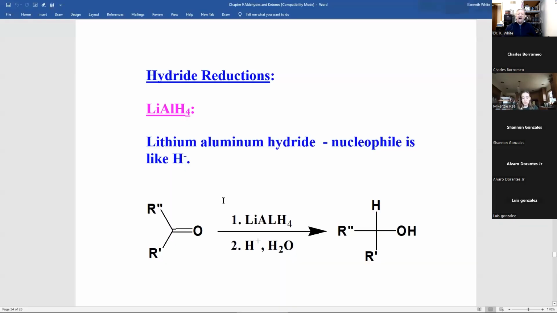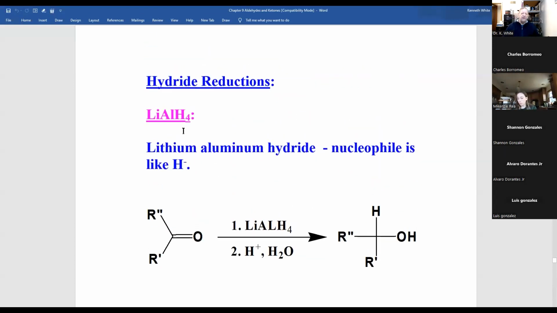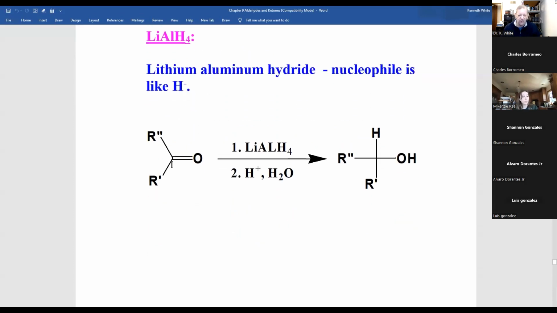All right, on Monday, I started talking about the reagent lithium aluminum hydride, and this is called a hydride reduction or lithium aluminum hydride reduction. And a reduction is where you convert an aldehyde or ketone with lithium aluminum hydride, first step, acid and water, second step, to an alcohol.